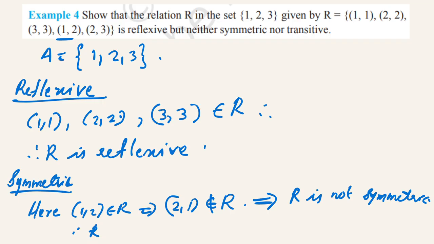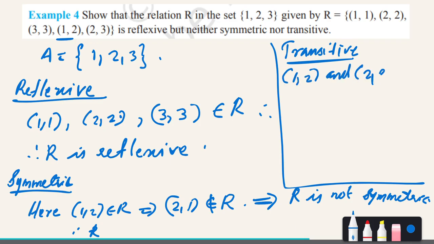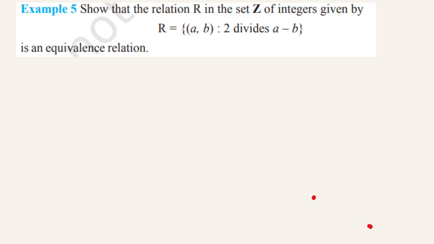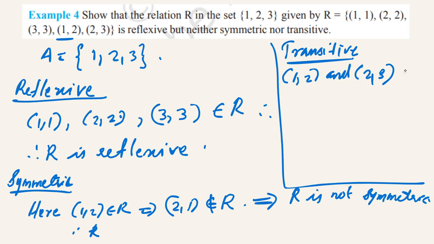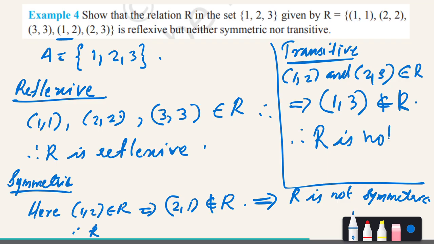So 1, 2 and 2, 3. For the transitive case, we can consider 1, 2 and 2, 3. We have to select the elements like 1, 2, then starts from 2, 2, 3. Both belong to R. And you have to check, does 1, 3 belong to R? No, it doesn't belong to R. Therefore, what we can say, R is not transitive. Okay, that's the thing. I hope it's clear.